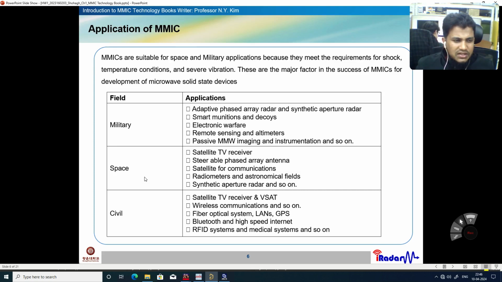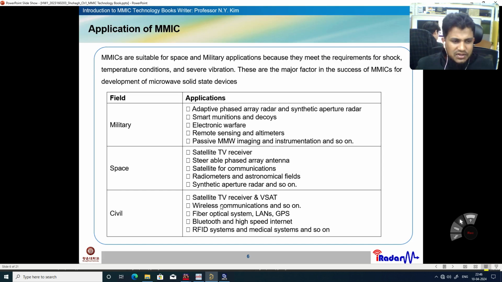And another most important one is space. In satellite communication we are using this MMIC technology. Satellites, radiometers and the astronomical field also use it. Synthetic aperture radar also uses MMIC technology.